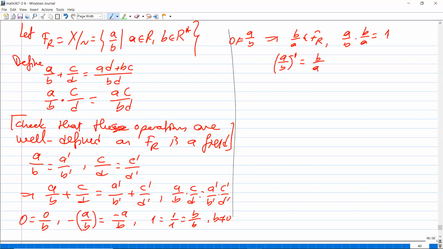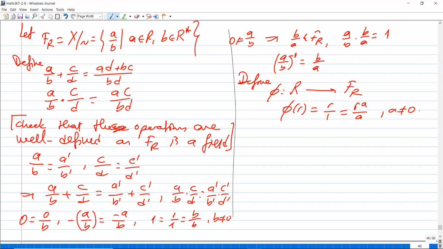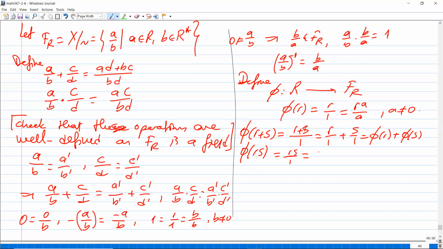Now define phi from R to F of R like this: phi of R is R over 1, which is equal to R A over A for any A not 0, so these are the same. With these operations, phi is a homomorphism. Let's check that. Phi of R plus S is R plus S over 1, which is R over 1 plus S over 1, which is phi R plus phi S. And for the multiplication in R, R S over 1 is R over 1 times S over 1, which is phi of R times phi of S. So it's a homomorphism.